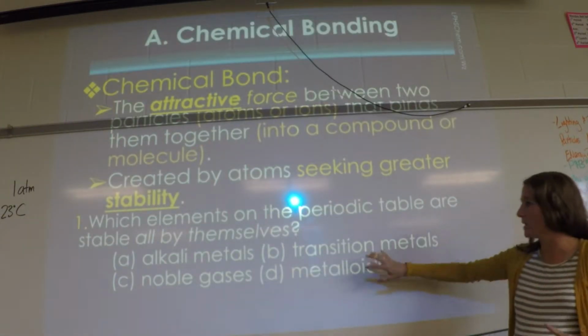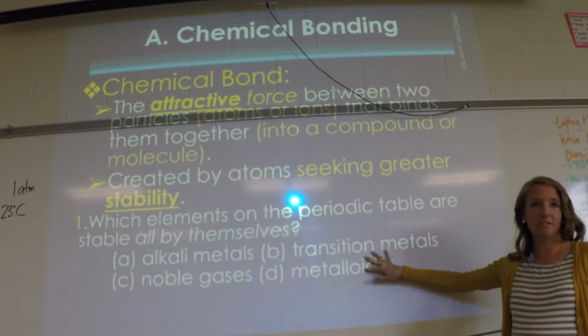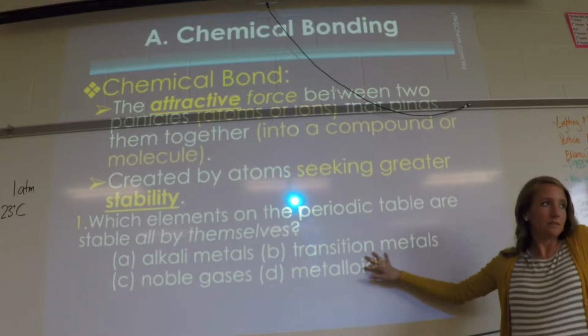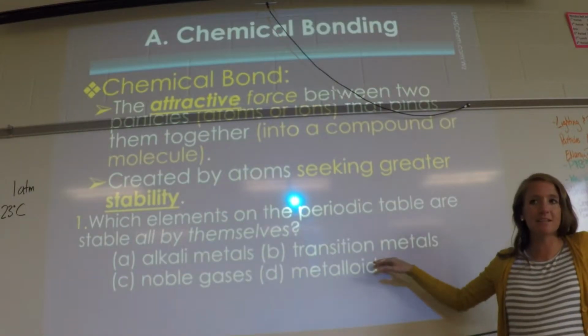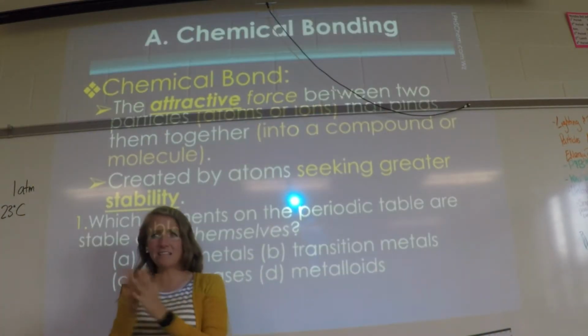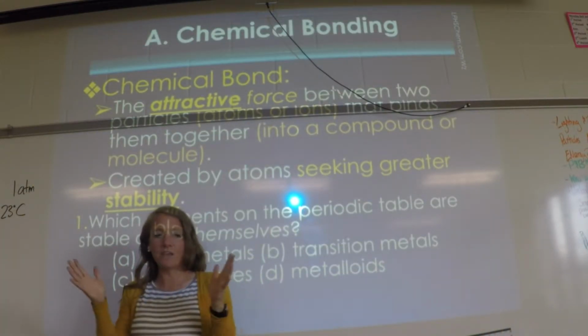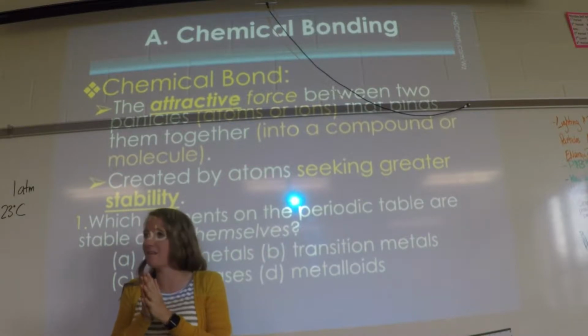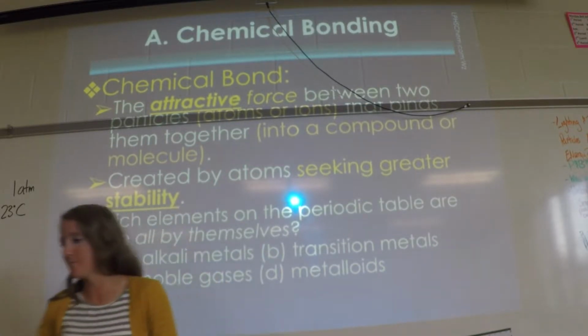Which of our elements never bond with each other? The noble gases. They don't bond because they're already stable. And that's another way you can predict whether two atoms are going to bond with each other. If bonding doesn't make them stable, then they don't bond in the first place.